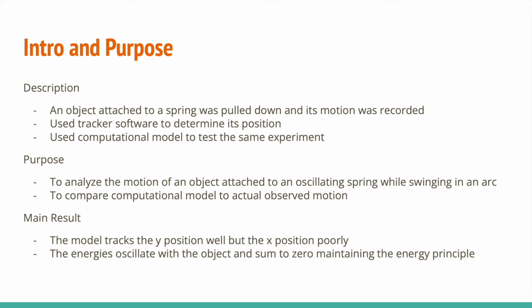The purpose was to analyze the motion of an object attached to an oscillating spring while swinging in an arc. It's also to compare a computational model to actual observed motion. The main result is that the model tracks the y position well but the x position poorly. The energies oscillate with the object and sum to zero, maintaining the energy principle.